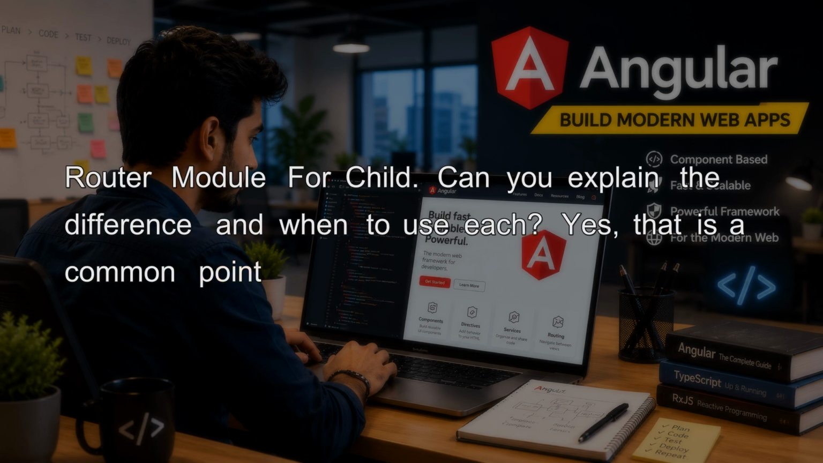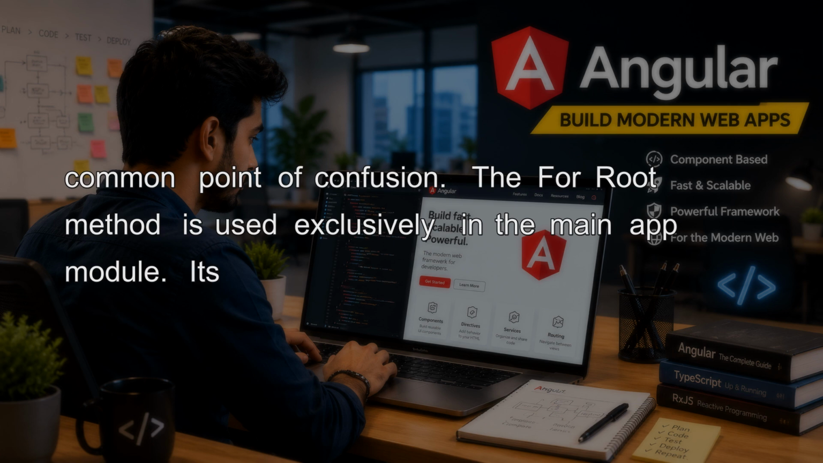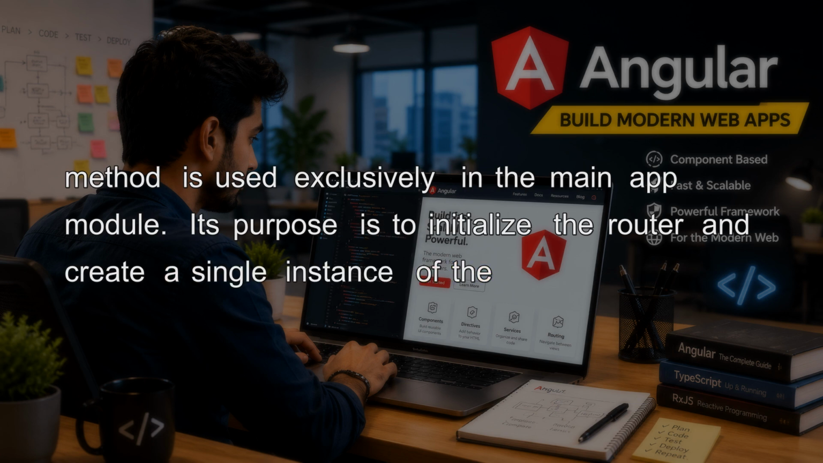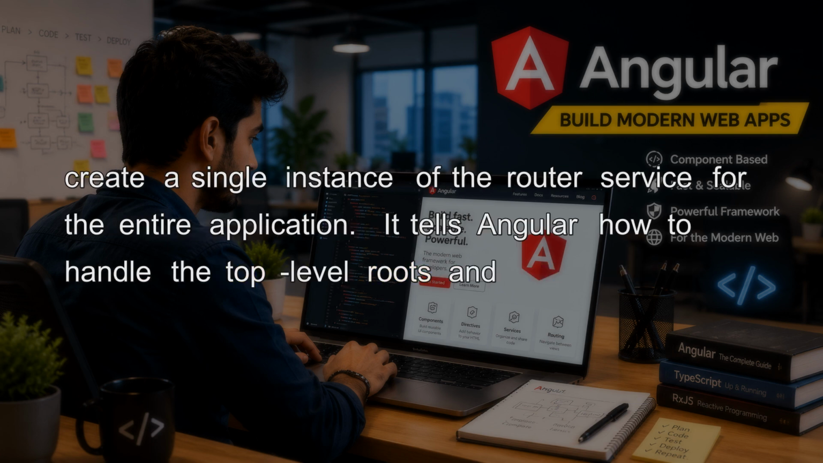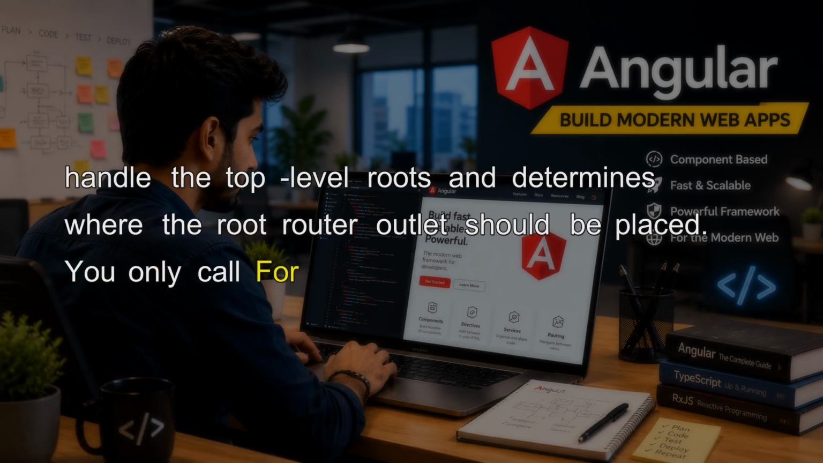Yes, that is a common point of confusion. The forRoot method is used exclusively in the main app module. Its purpose is to initialize the router and create a single instance of the router service for the entire application. It tells Angular how to handle the top-level routes and determines where the root router outlet should be placed. You only call forRoot once in the entire app.